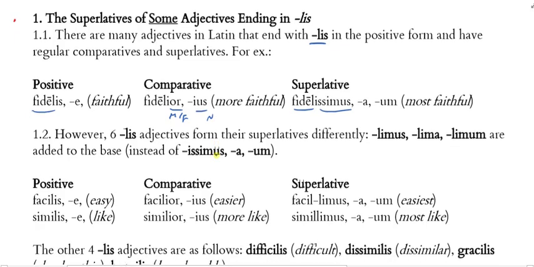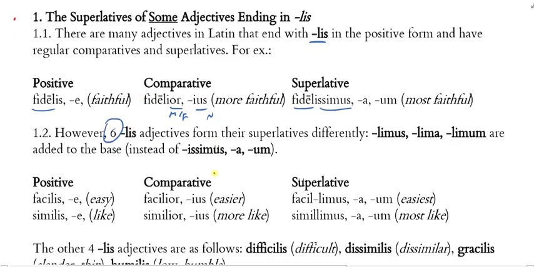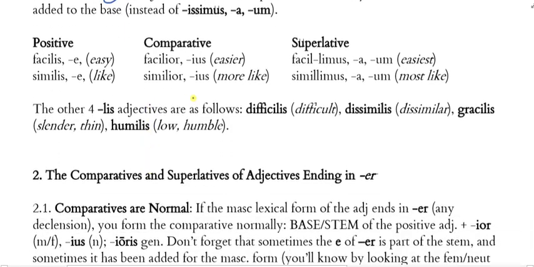Okay, but there are six, and it's important to know these six. There are six that form their superlatives differently. We're going to add not -issimus, but just -limus, -lima, and -limum for the masculine, feminine, and neuter forms. And we're going to add those to the base. All right? So I'll give you two examples here and then list the other four.